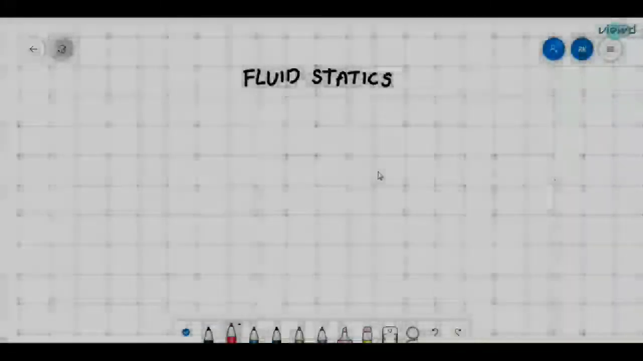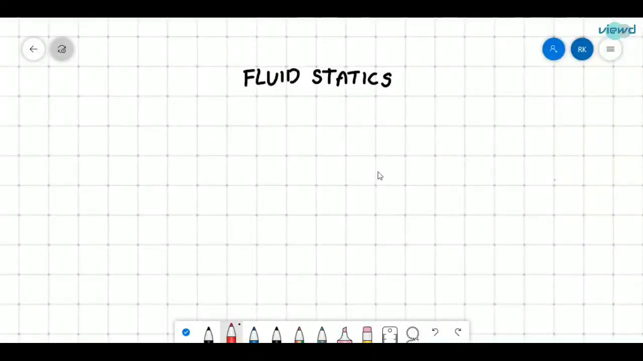In this video, let us see about fluid statics. Basically, we will be seeing about hydrostatics. So, fluid statics. Statics is defined as analyzing when at rest. When a substance is at rest and we analyze that substance, that is called statics. Analyzing the fluids at rest is called fluid statics.